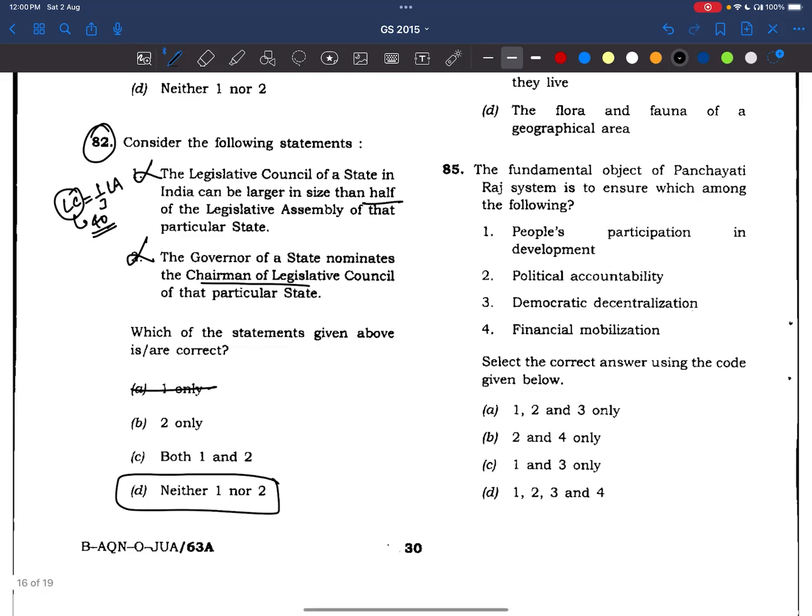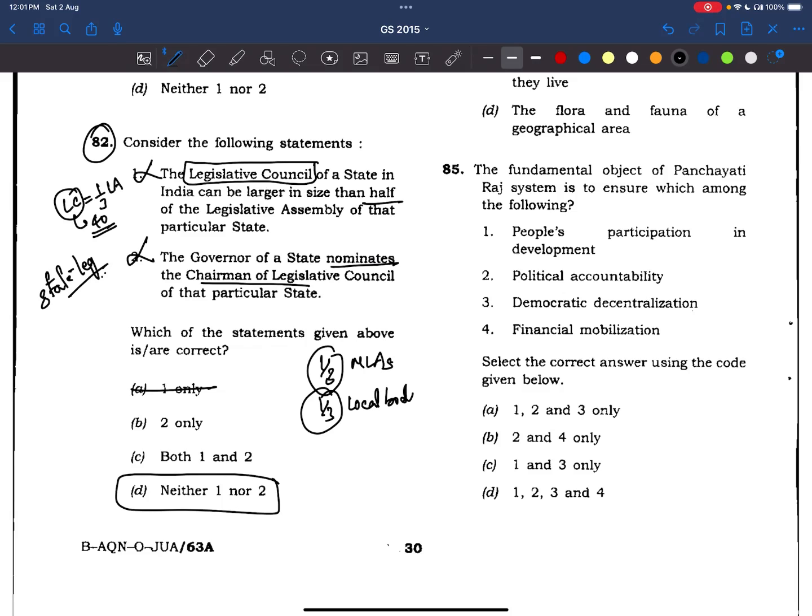Since we have seen in the previous papers how many questions come from parliament topics, the state legislature is also very important for us, since he is asking about the legislative council here. We already saw the strength: it should be minimum 40 and should not exceed 1/3 of the legislative assembly. And since he is talking about nominations, 1/3 of the people are elected by MLAs. Another 1/3 are elected by local bodies, panchayats and urban local bodies. Here 2/3 is gone, 1/3 is left.